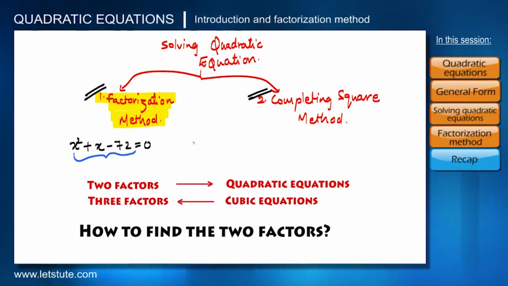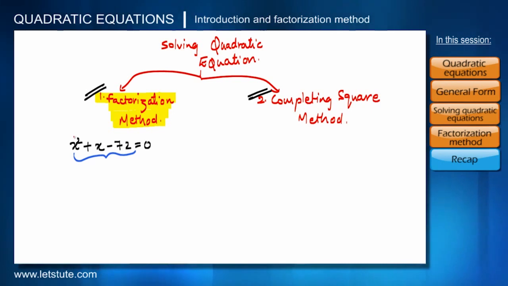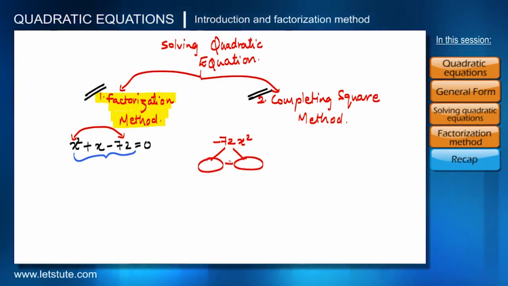Here is the method. First of all, multiply the first term and the third term. We get 72x square with negative sign, and we need to find two factors from this in such a way that when we add them, we should get the middle term, that is x.